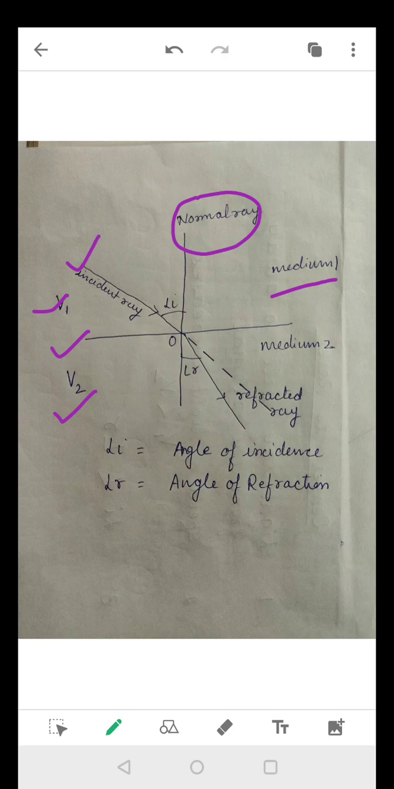This is your incident ray. When the incident ray falls at the point O, it makes an angle with the normal ray, and that angle is called the angle of incidence, right? And what does this dotted line indicate? This dotted line indicates that the light was to travel in this way. We refer to it as the original path of light.